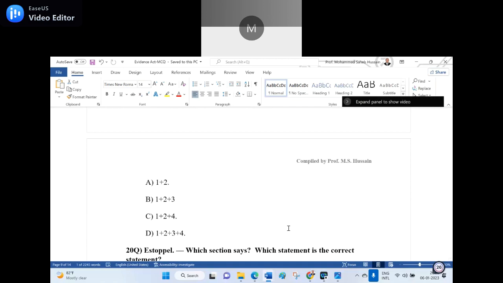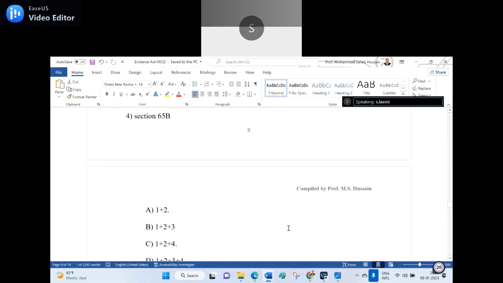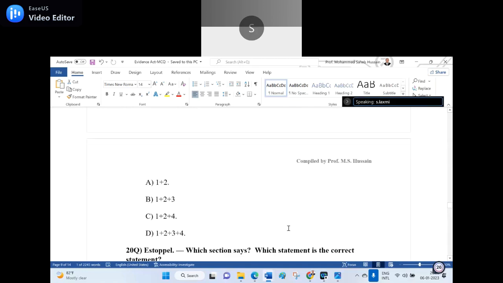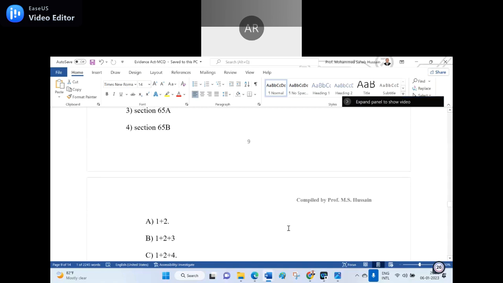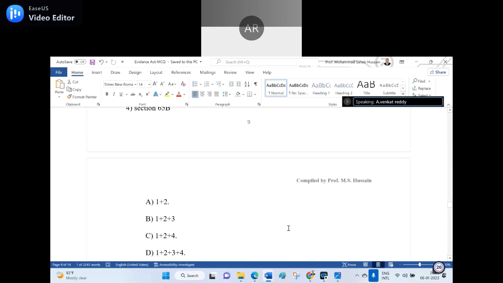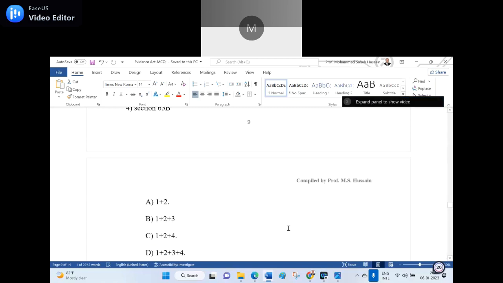A or B or C or D. Check it. Sir, option D. Option D, wrong. Option B, sir. Option B, 1 plus 2 plus 3, wrong. Option D, sir. The answer is C: 1 plus 2 plus 4, because I framed 65A. There is a 65B also.